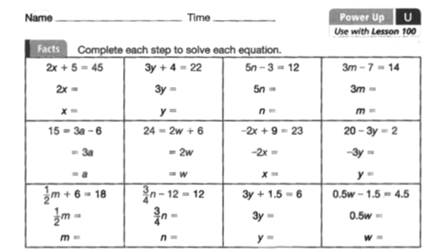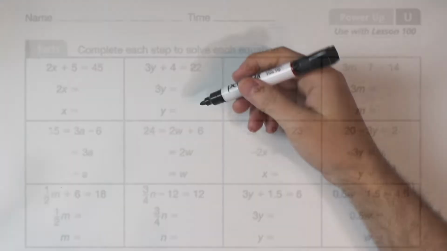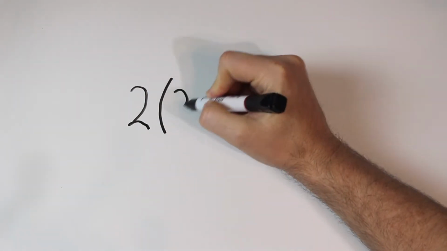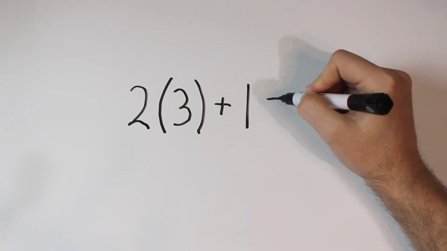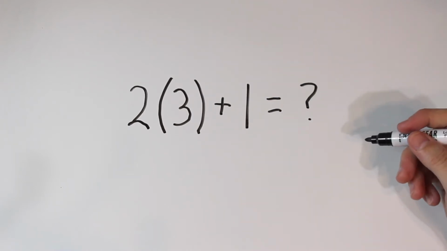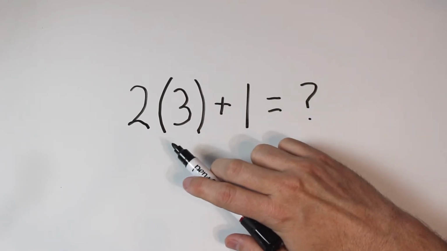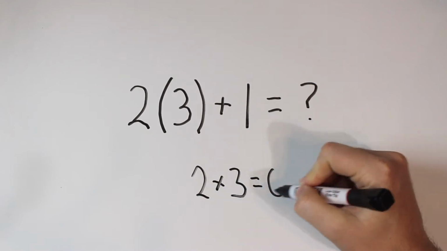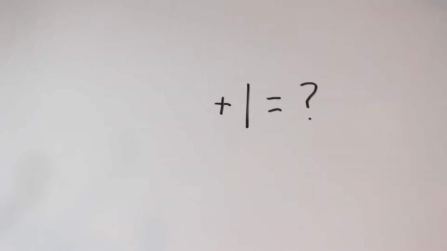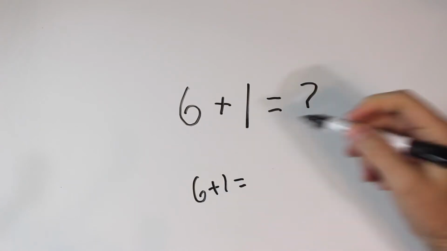Okay, today's power-up reviews balanced equations with a variable. Before we dive into the answers, I want to point something out which might help you to remember how to solve these kinds of equations that have a variable in them. Let me start with this problem, which is a lot like an order of operations problem from your last lesson's power-up. 2 times 3 plus 1. If we were to solve this, we would first do the multiplication. 2 times 3 is 6. Then we would add the 1. And our answer is 7.